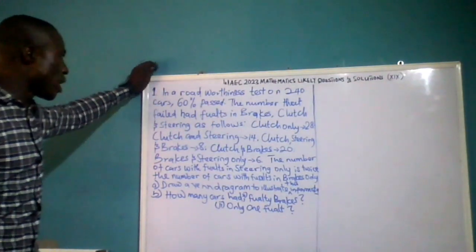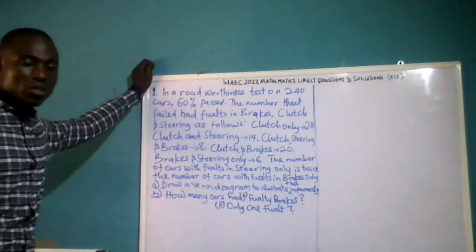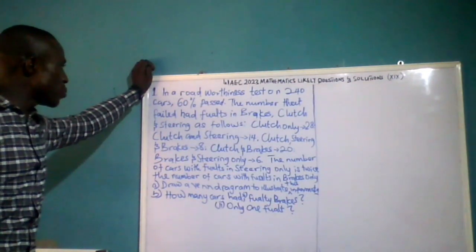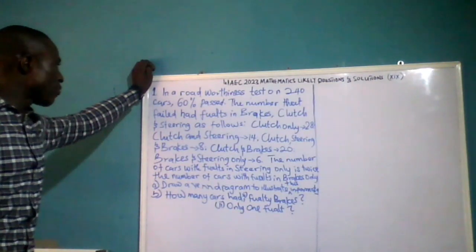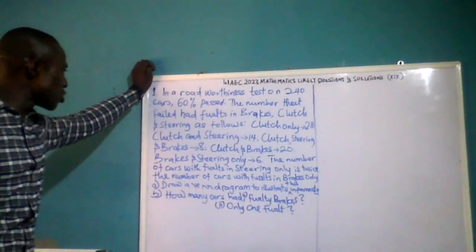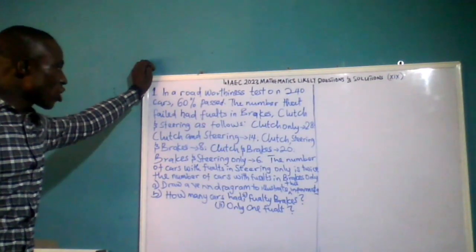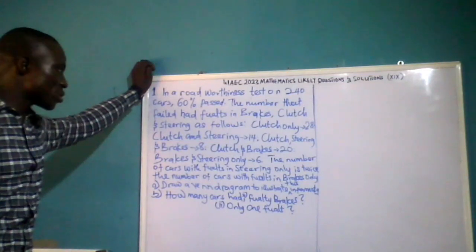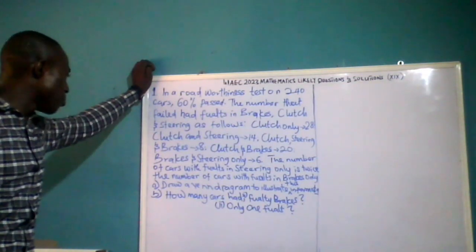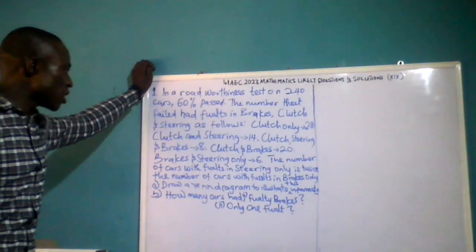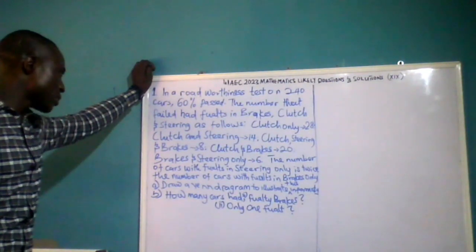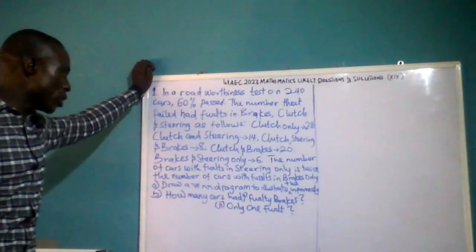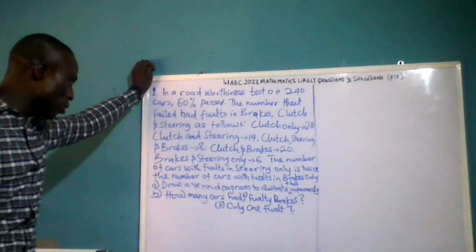Now let's take question number 1. As we have it stated on the board, in a roadworthiness test on 240 cars, 60% passed. The number that failed had faults in brakes, clutch, and steering as follows. Clutch only, 28 cars. Clutch and steering, 14 cars. Clutch, steerings, and brakes, 8 cars. Clutch and brakes, 20. Brake and steerings only, 6. The numbers of cars with faults in steering only is twice the numbers of cars with faults in brakes only.